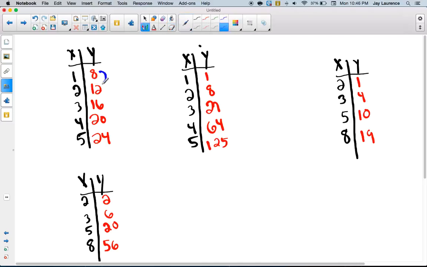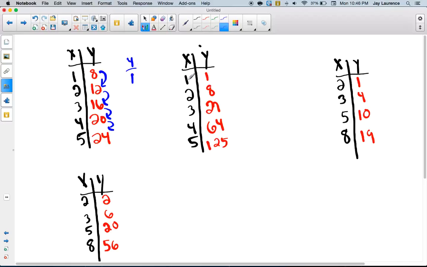Do you notice how the outputs are going up by the same amount? They're all plus 4, aren't they? They're all plus 4. And the inputs are going by the same amount, plus 1. So that would be a change of 4 over a change of 1. In other words, the slope is 4 over 1, or plain old 4. If it has a slope, a constant rate of change, it's linear every single time.